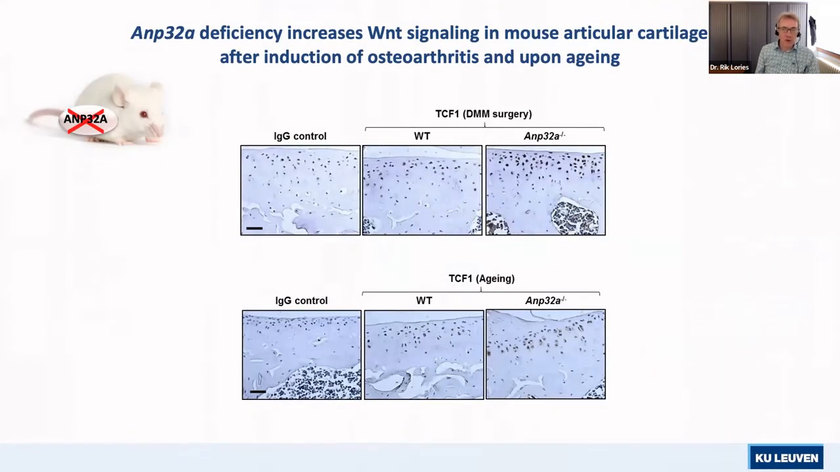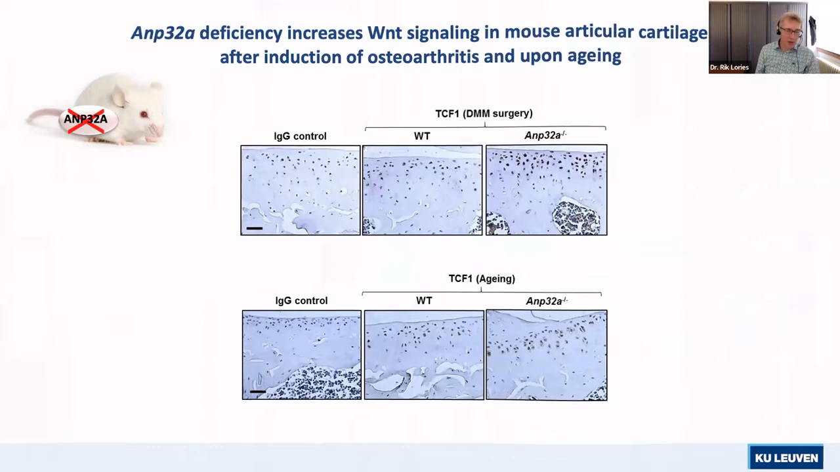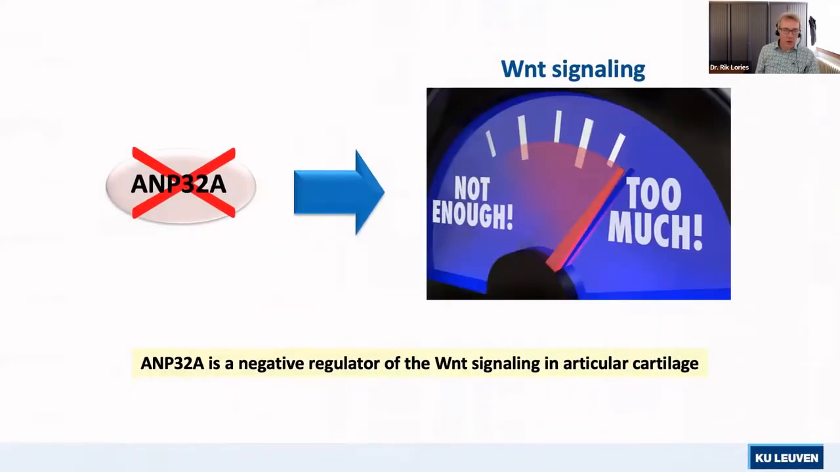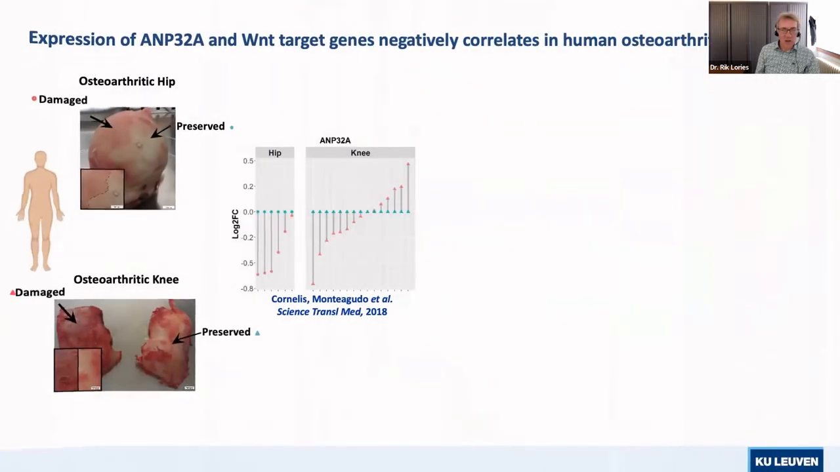We did DMM surgery. We let the mice age, and in every single circumstance, we noticed that the number of cells that were showing activation of the Wnt signaling pathway was higher in the knockout mice compared to the wild types. So maybe AMP32A is also a factor that contributes to the regulation of Wnt signaling, and the absence would lead, just like the absence of DOT1L, to too much, and too much, as we already know, is a bad thing. Any translational evidence for this?